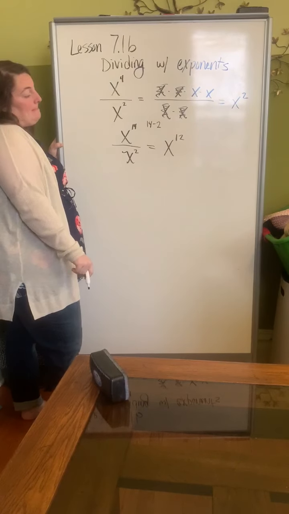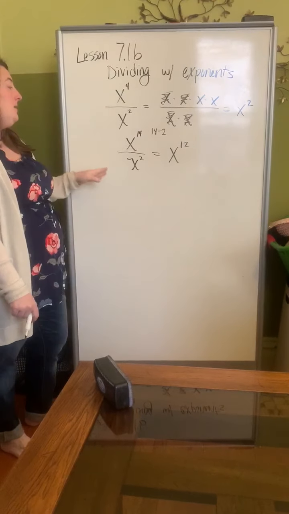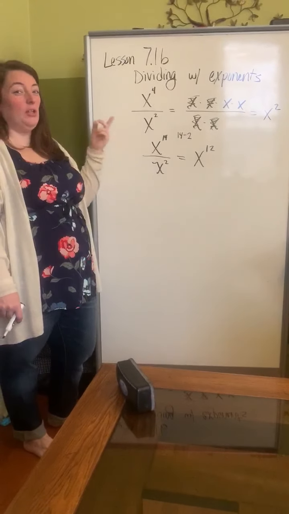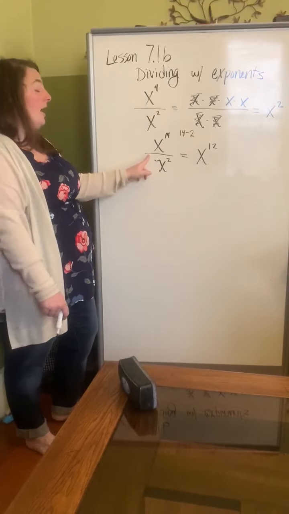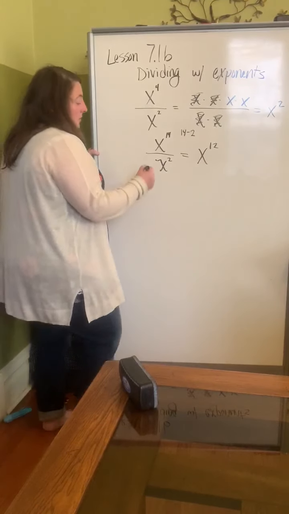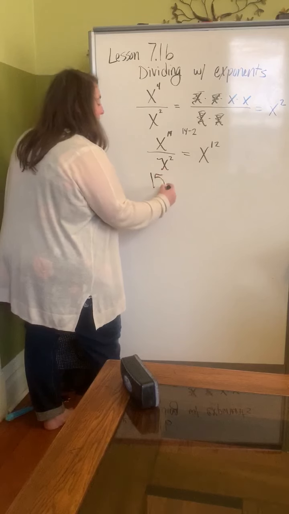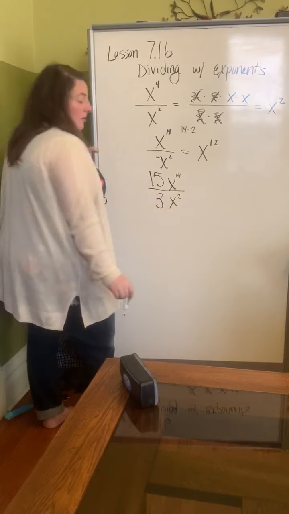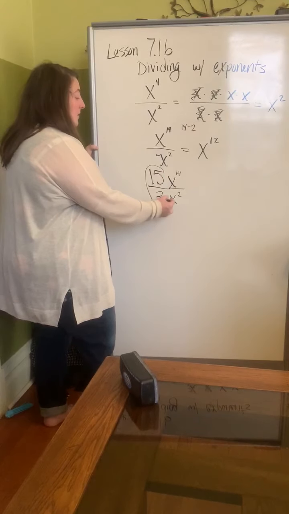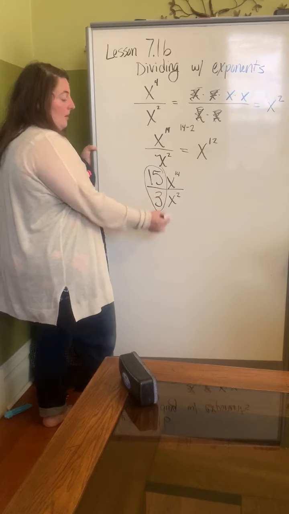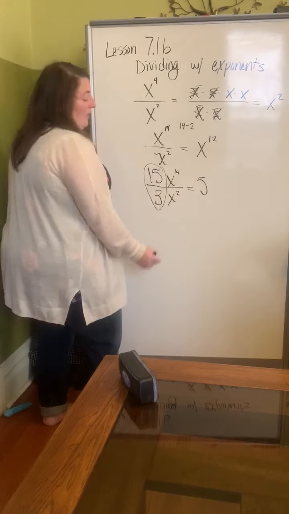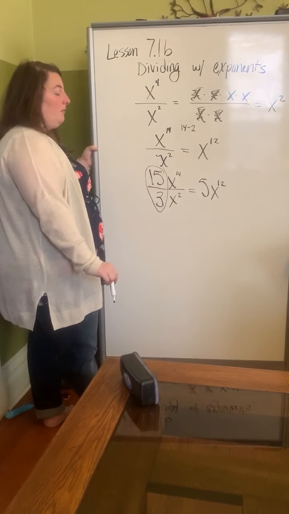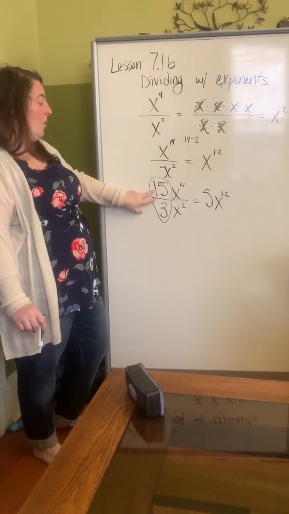14 minus 2, okay? Now, what happens if you have numbers, you have coefficients here? Just like in multiplying, we're going to do what the operation says. The operation says to divide, so we're going to divide the coefficients. So let's say we had 15x to the 14th over 3x squared. Well, you can divide those coefficients. 15 divided by 3 equals 5, and then subtract the exponents again. So x to the 12th. 5x to the 12th.